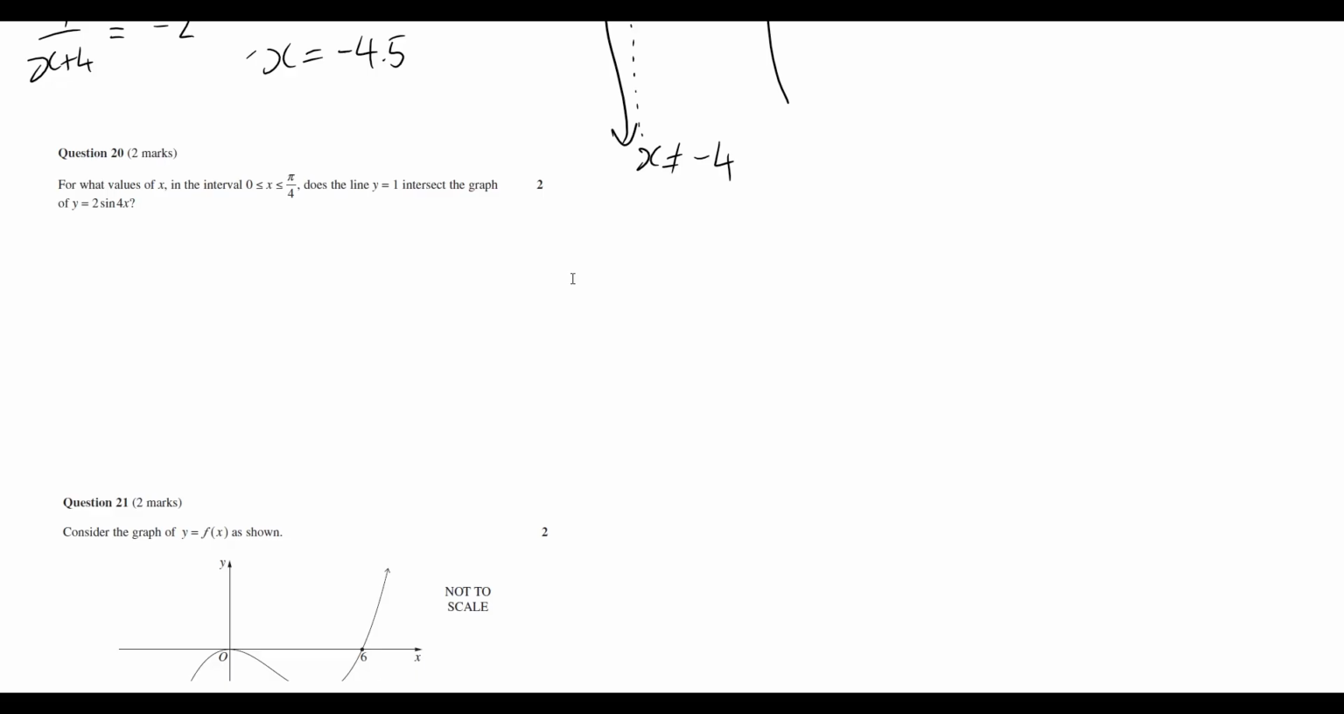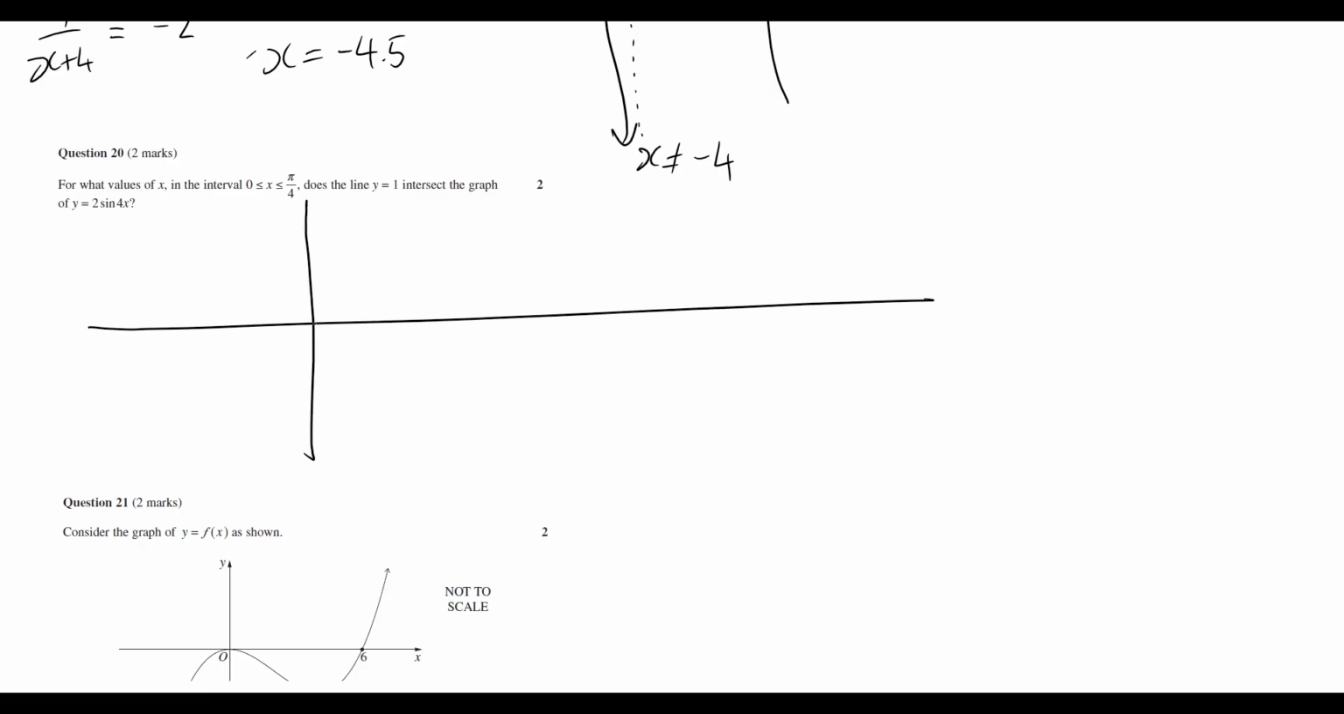For what values of x in the interval 0 is less than or equal to x less than or equal to pi on 4 does the line y equals 1 intersect the graph of y equals 2 sine of 4x? Okay, so lovely trig problem here. So the first thing that we should probably recognize is that there's a different amplitude and frequency for this sine function. So an amplitude of 2 and a frequency increased 4-fold. So let's quickly draw this up and see what it looks like.